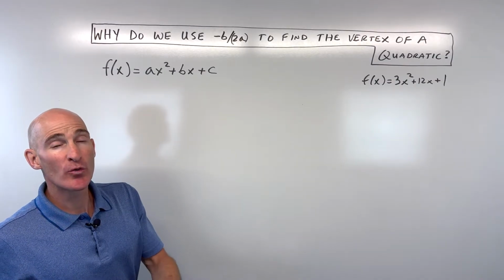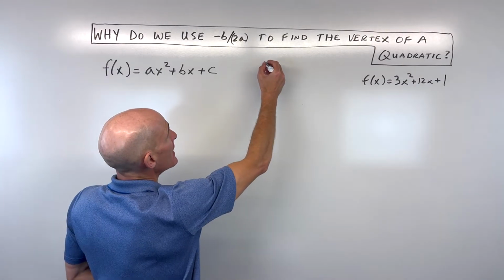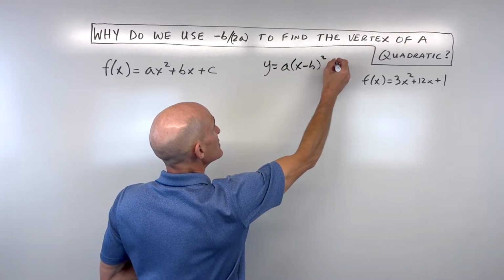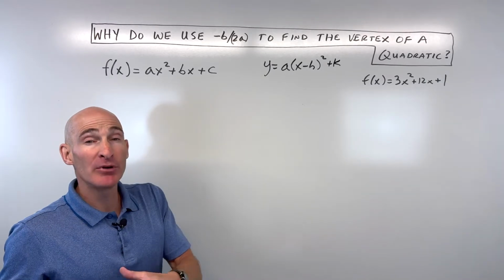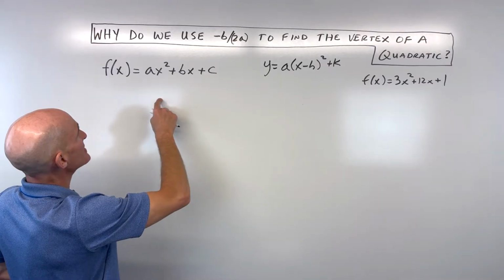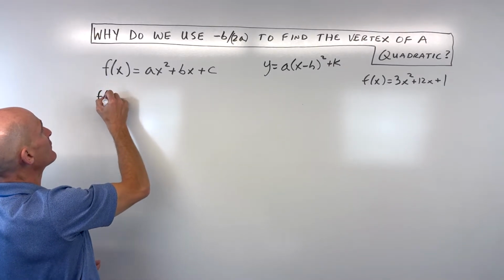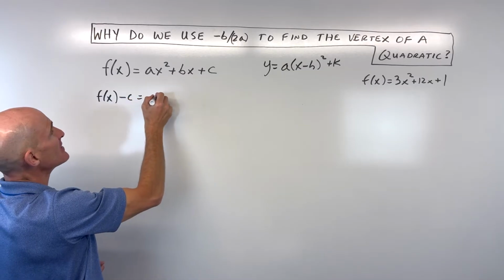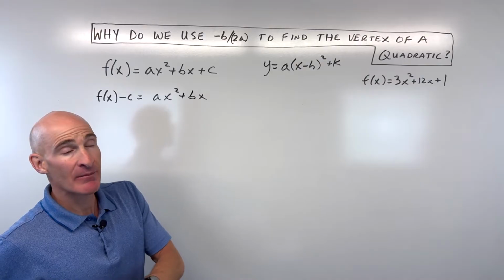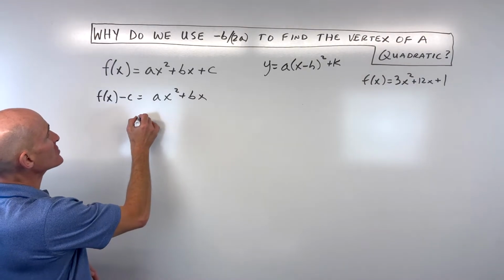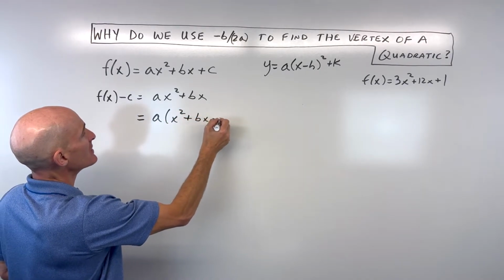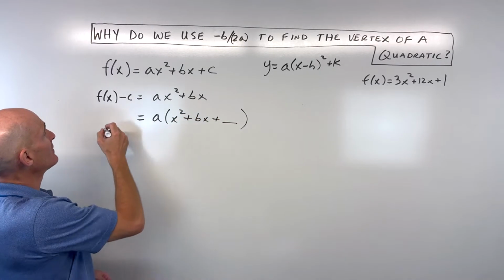But what we're going to do is rewrite it into the vertex form, which we know is this form here, y equals a times x minus h squared plus k, by completing the square. When we complete the square, the first step is to move this constant to the other side of the equation. So we have f of x minus c is equal to ax squared plus bx. The second step is to factor out this leading coefficient. So we're going to say this is equal to a times x squared plus b over a x plus blank.